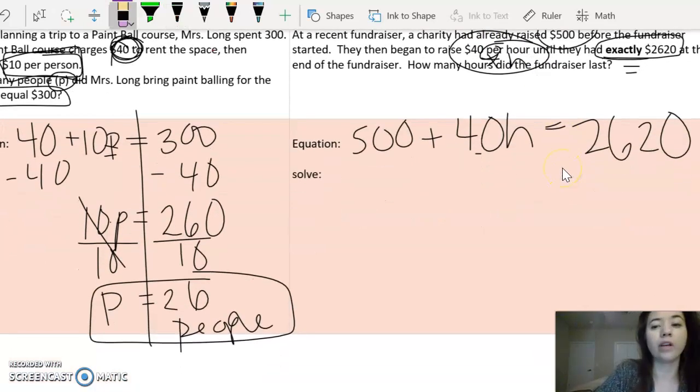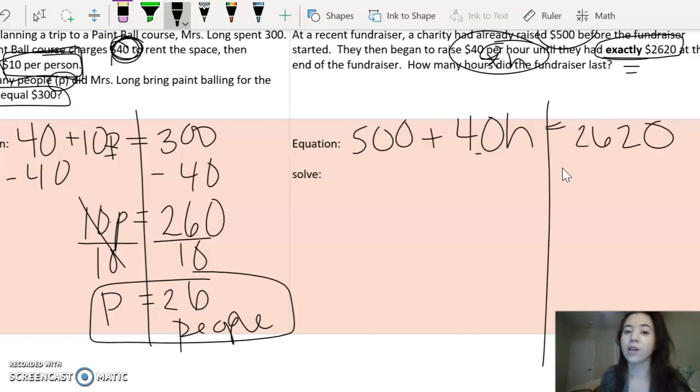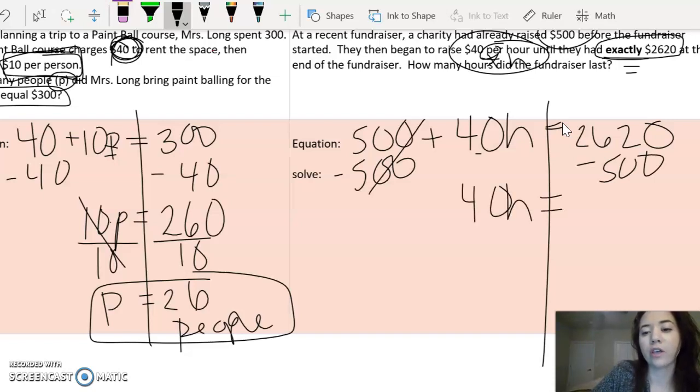All right, so there is our equation. I'm going to write that a little bit cleaner. And now we solve. Now we want to know how many hours did it last, so how many H. So we're going to start by subtracting 500 on both sides. And we get 40H equals 2,120.